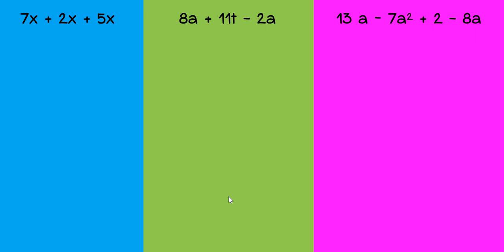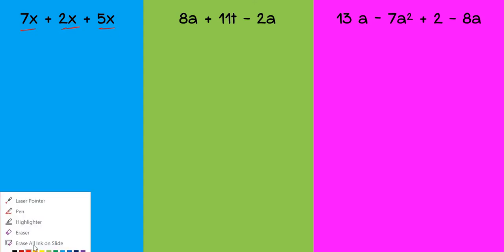All right, so taking a look at this, we are going to use combining like terms on this first page to go ahead and create an equivalent expression to those listed. So here I have a 7x, a 2x, and a 5x because each of these has a variable that is x, and none of them have exponents. They are all like terms, which means I can go ahead and combine each of them.